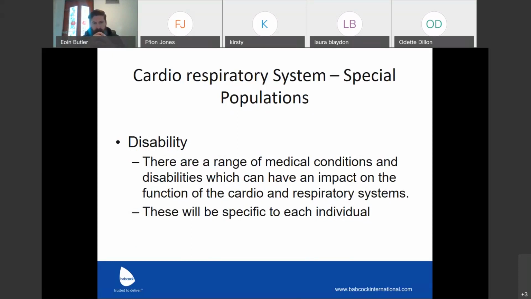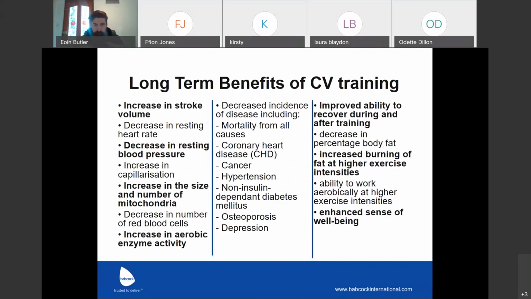Okay, so has anybody got any questions on the special populations I've just looked at? That's fine. Cool. Okay, so long-term benefits of cardiovascular training.